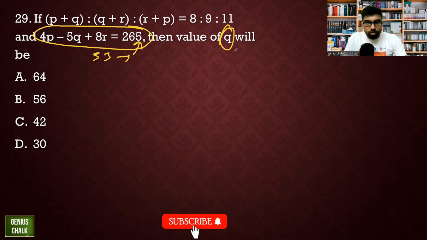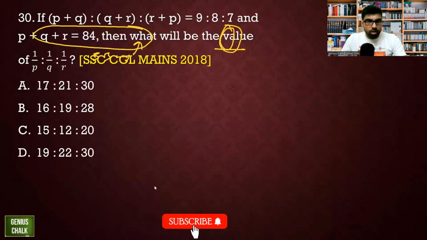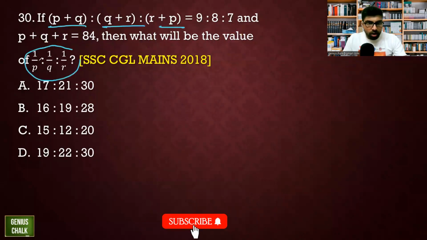So 6 units was equal to 30. That's how we solved. But in this question, he has given you the ratio and is asking you the ratio only. This is the ratio, right? And he is asking you the ratio. That means there is no need to use this. If you are using this, you are wasting your time. I hope it is clear.